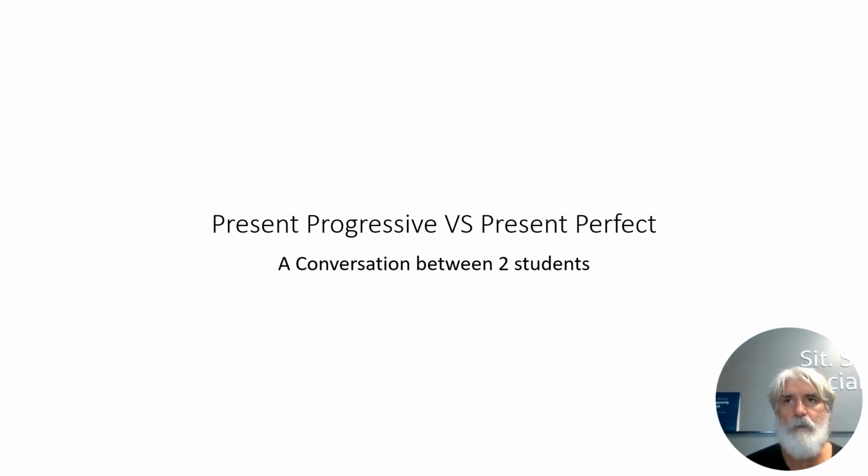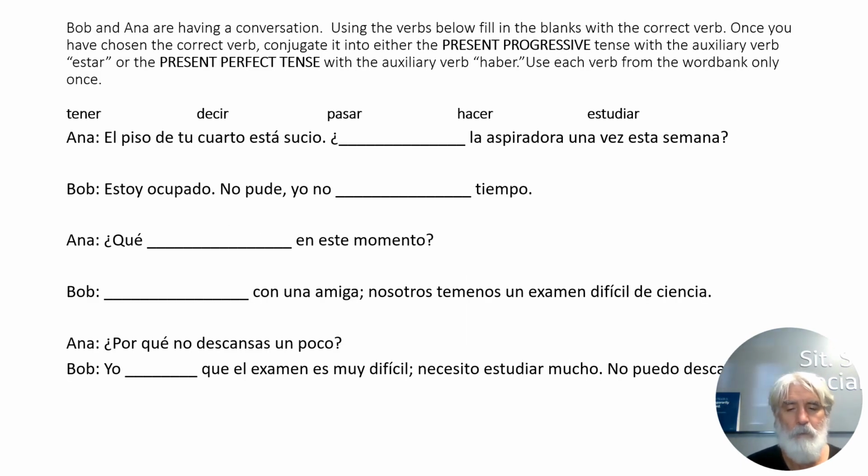There's a word bank of 4 or 5 verbs, and you have to choose. You can only use each verb once, so you want to use the best verb in each case. So let's take a look. Here we go. We have a conversation between Bob and Anna. Read through the conversation, get the idea of it, and then we have to figure out which verb we are going to use and what tense we are going to use it in. Bob and Anna are having a conversation using the verbs below. Fill in the blanks with the correct verb.